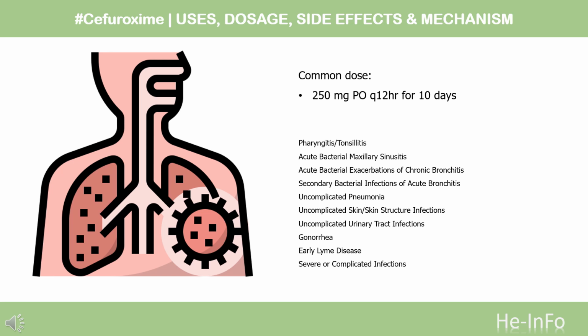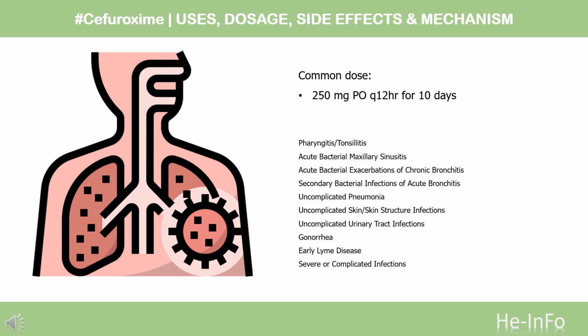Acute bacterial exacerbations of chronic bronchitis: 250 to 500 mg PO Q12HR for 10 days. 500 to 750 mg IV Q8HR, switch to oral therapy as soon as clinically possible. Secondary bacterial infections of acute bronchitis: 250 to 500 mg PO Q12HR for 5 to 10 days.